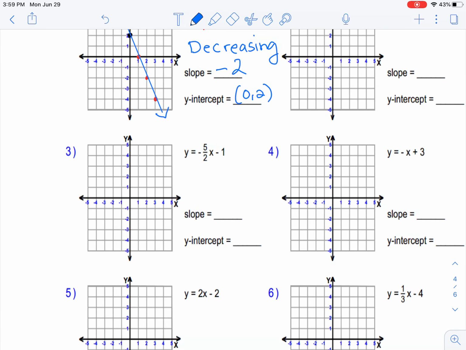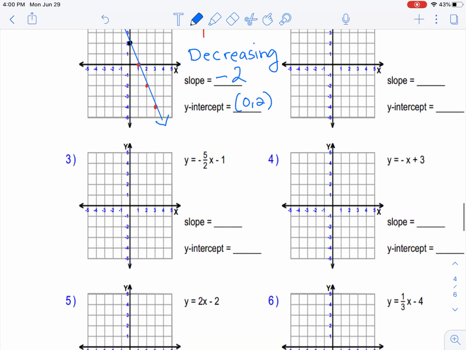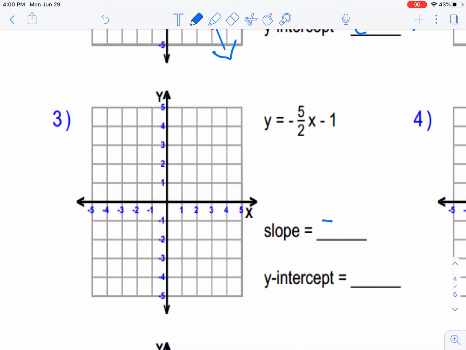Okay, number 3, again, the slope is decreasing. And, all right, so the slope is negative 5/2, and the b is negative 1. We always begin by graphing the y-intercept at negative 1. From there, we can go down 5, right 2 if we have enough room: down 5, right 2. 1, 2, 3, 4, 5, right 2. So it would just be here.